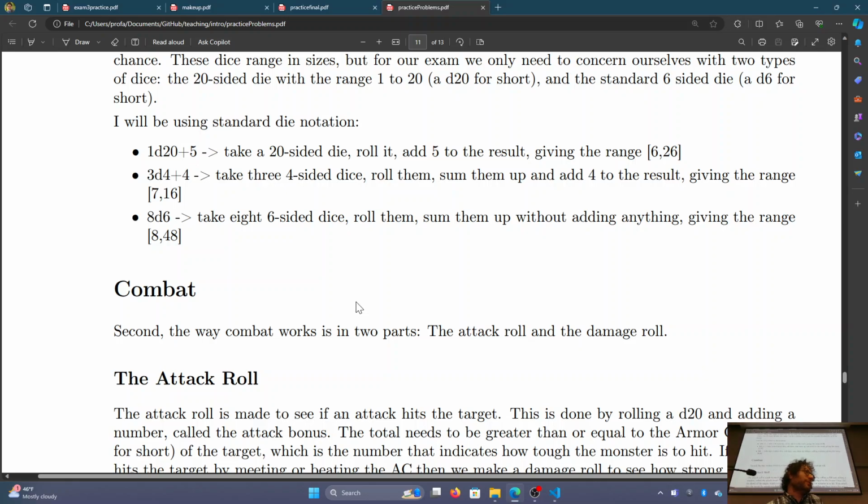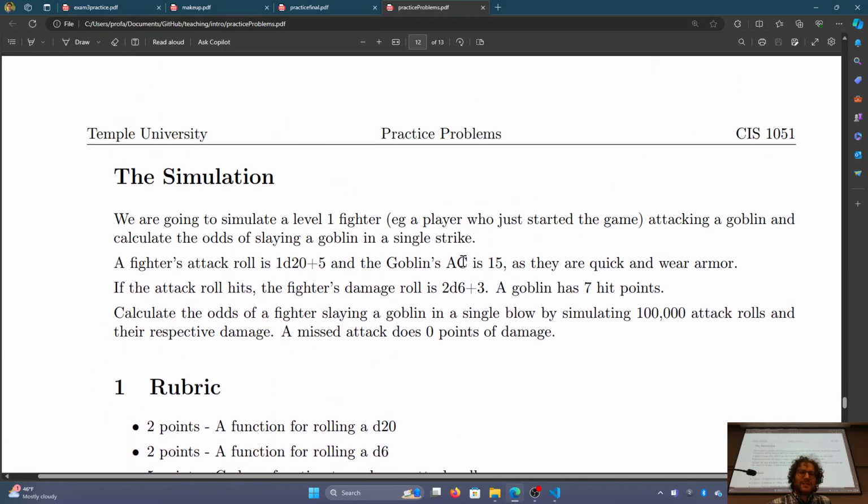So there's 2 rolls. One determines does the fighter in fact hit this goblin, and the second one establishes how much damage is going to be done. This sounds like a lot, but at the end, I give you a simulation over here, which is saying you do this one, see if it exceeds this number. Do this one, see if it exceeds this number.